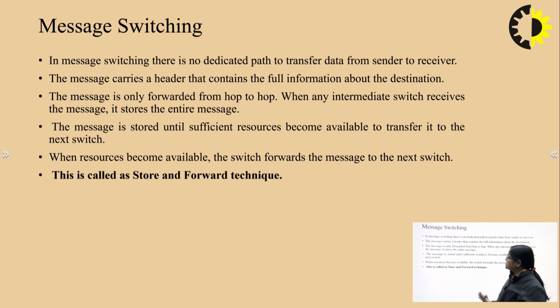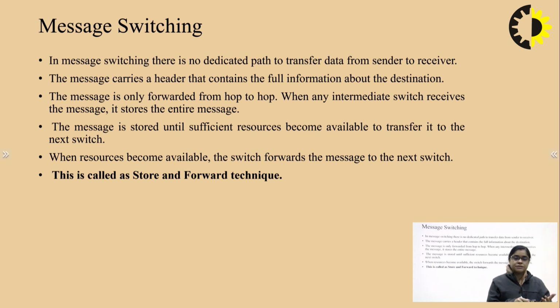So in message switching, there is basically no dedicated path to transfer data from the sender to the receiver. Now, usually the message carries a header that contains the full information about the destination. That means when I am writing a letter and delivering it, I write the address on the envelope. That address is the header, and it contains all the information on how to reach the destination.